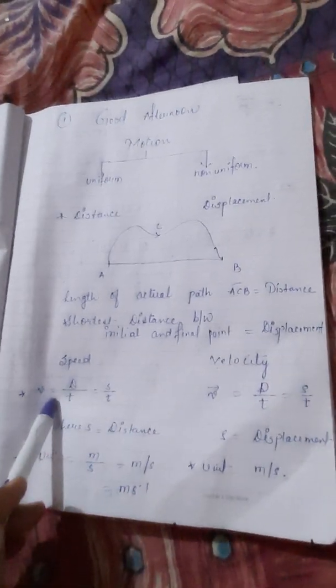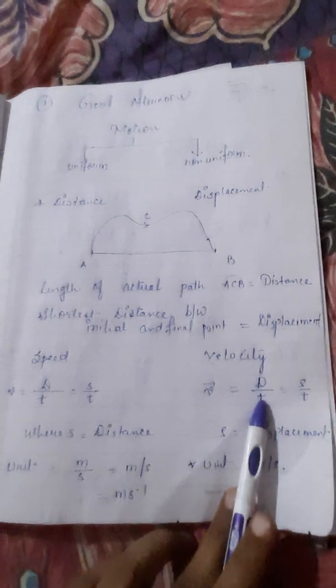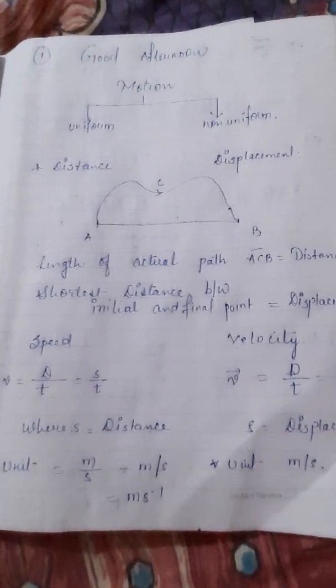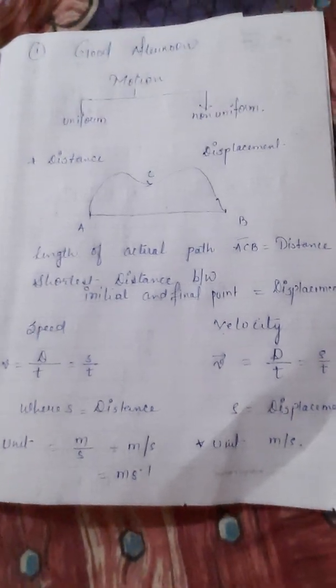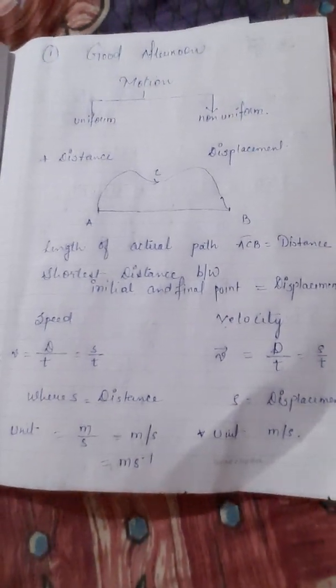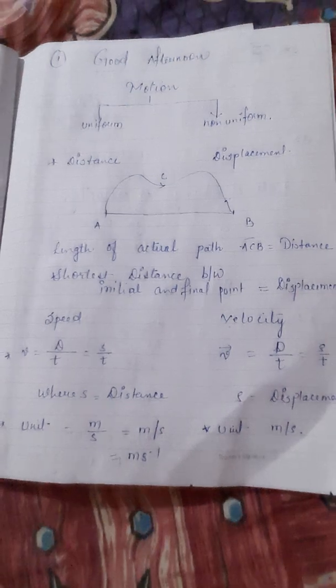Afterwards, we discussed speed and velocity. As we define, speed is distance upon time and velocity is displacement upon time. Its unit is meter per second.